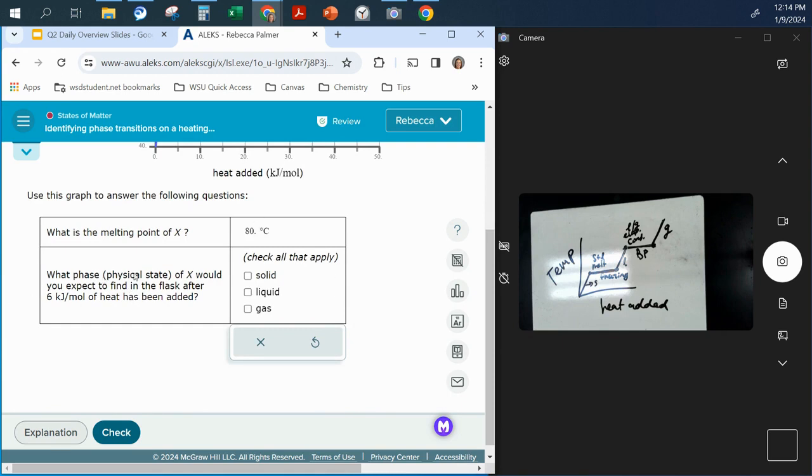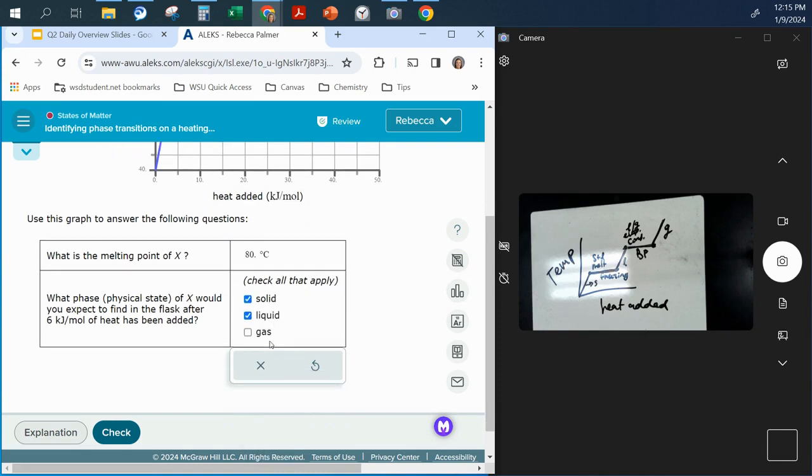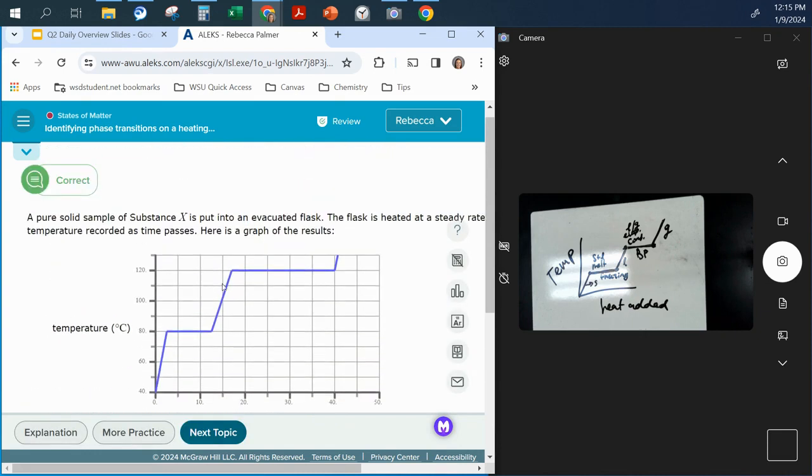The next one is, what physical state of X would you expect to find after 6 kilojoules per mole of heat has been added? So here's 5, so 6. What phase should we expect on this constant temperature curve? Liquid and solid. Okay, so this one, same thing. If it ends up over on this curve, then this would be a liquid, this one would be liquid and gas, this would be gas, and this would be solid. That's something I would have on my note card, just to make sure I don't do it wrong.